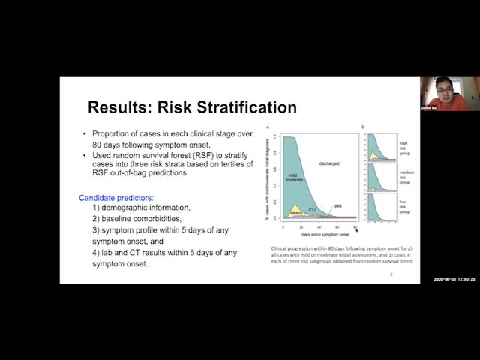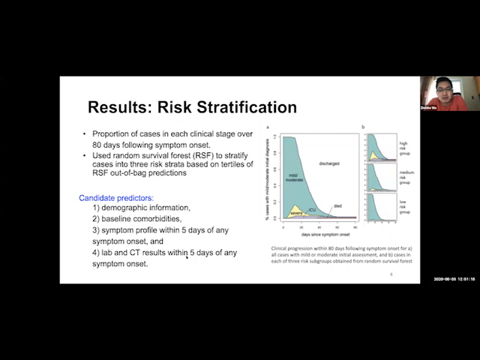This is for the entire set of cases, and we were wondering whether we can stratify them into three subsets that can be called low, medium, and high risk groups. We used an existing method called random survival forest to stratify cases into three strata. We used the demographic information, baseline comorbidity, and all the symptom profiles within five days of symptom onset, and also lab measurements within five days of symptom onset. If you think about the blue time axis I showed you earlier, that length is five days. The outcome was the timing of transitioning into the severe stage, so we just used that single clinical stage as an outcome.